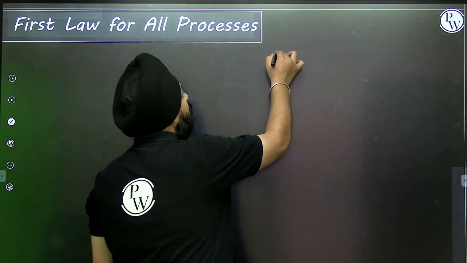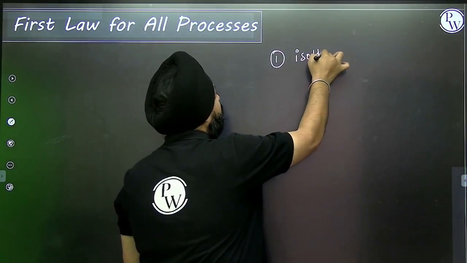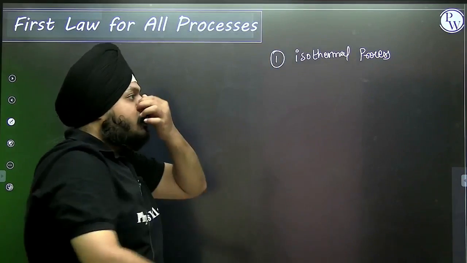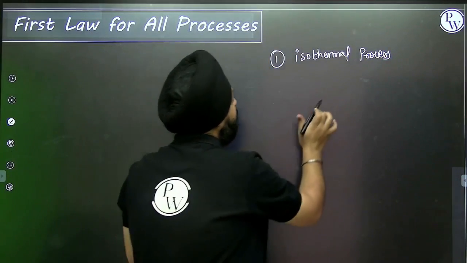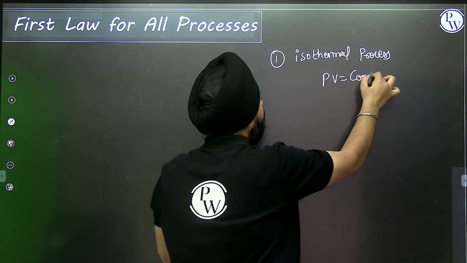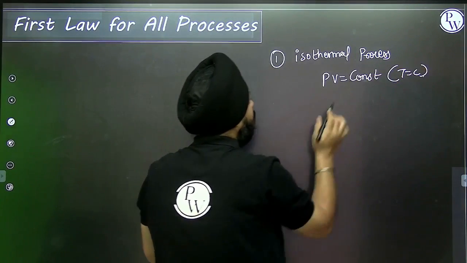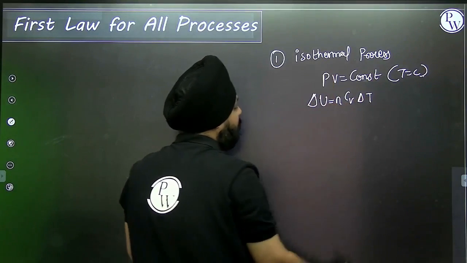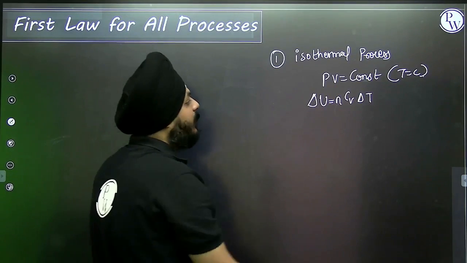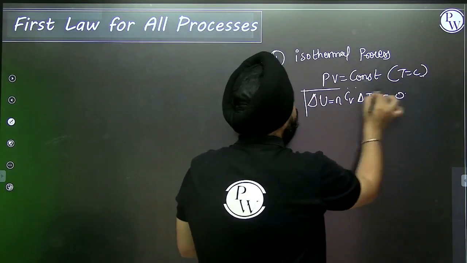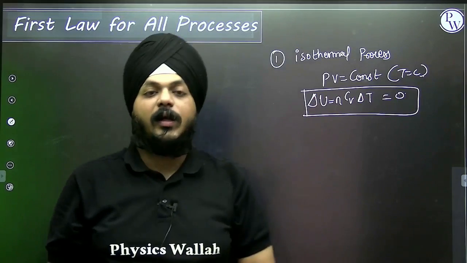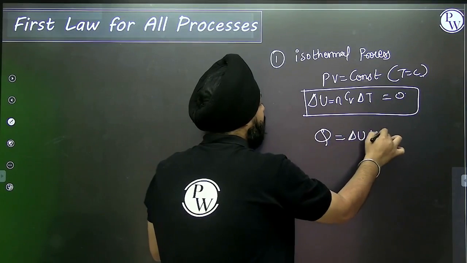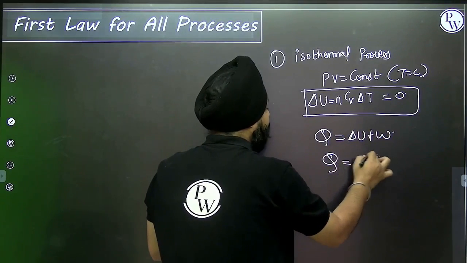First, isothermal process. For an isothermal process, we can say that PV is equal to constant, and the temperature of the system is completely constant. So in that case, nCv delta T is 0, there will be no change in the internal energy of the system. Delta U will be 0. So according to the first law, Q is equal to delta U plus W. Whatever amount of heat is supplied is completely work done.